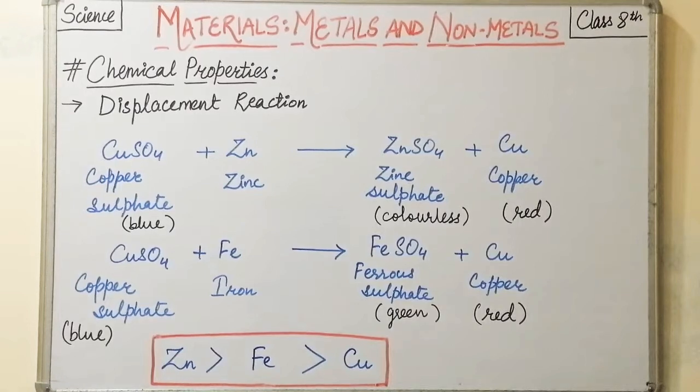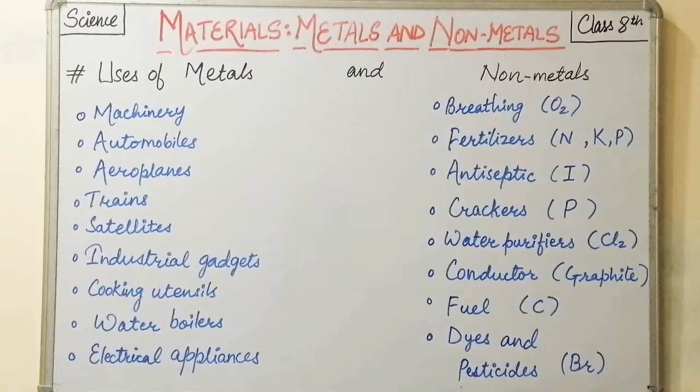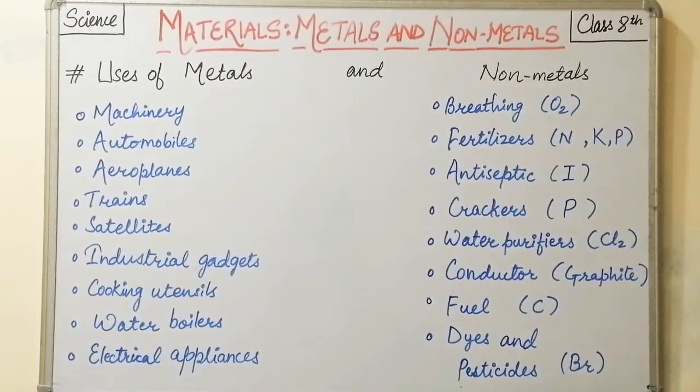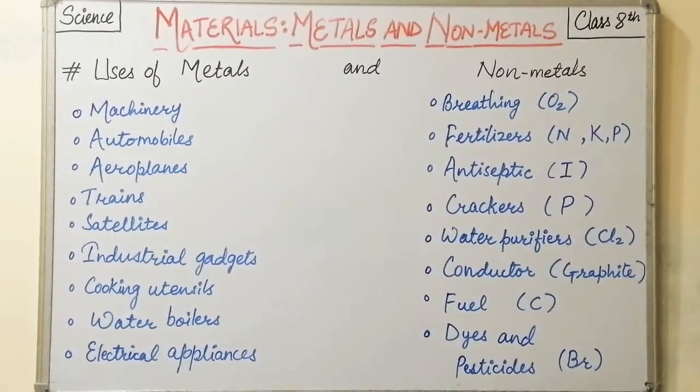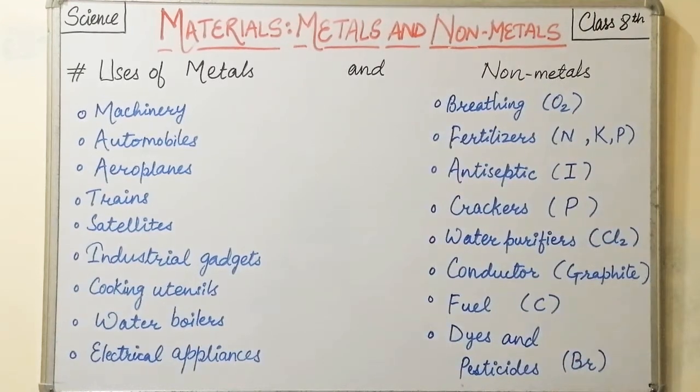So with this we have completed all the chemical properties of metals and non-metals. The last topic of the chapter is uses of metals and non-metals. Uses of metals we have already seen when we learnt about metals and non-metals, or in the previous classes, that metals are used in various places: in machineries, automobile parts, and aeroplanes, trains and satellites are made using different types of metals.